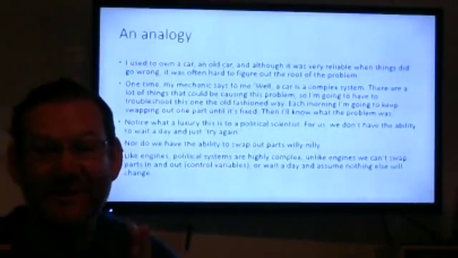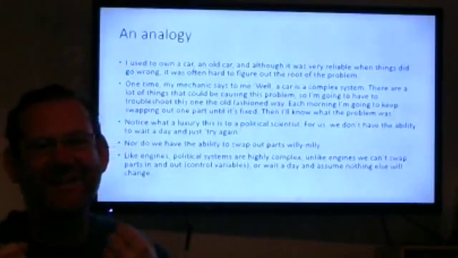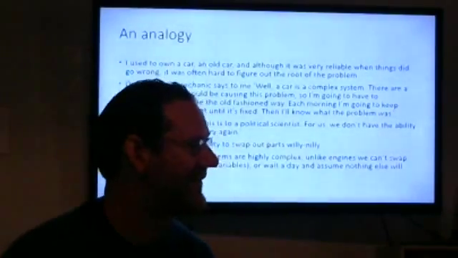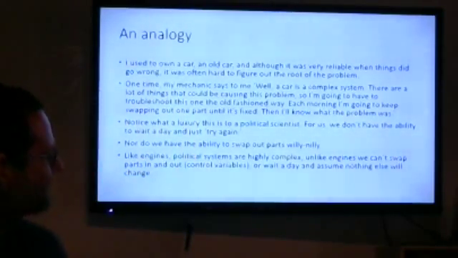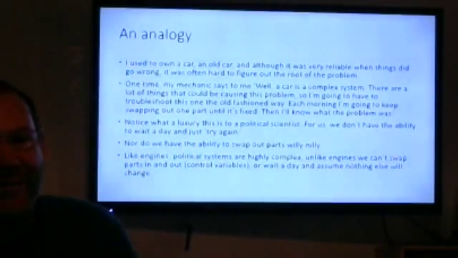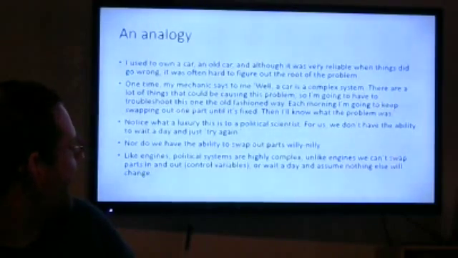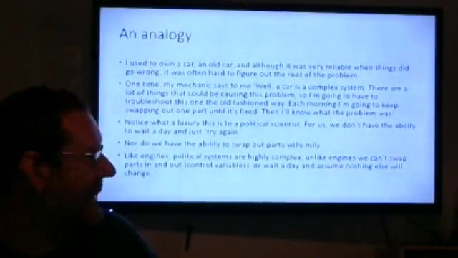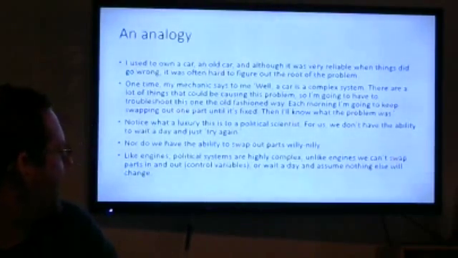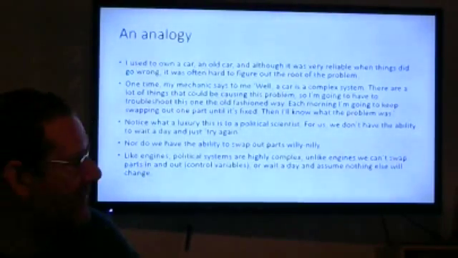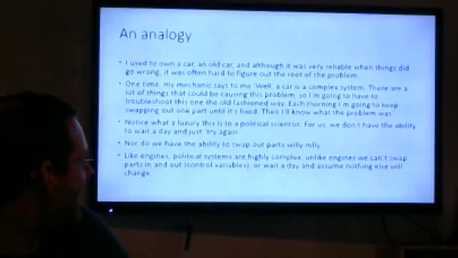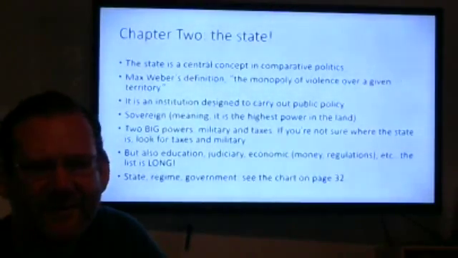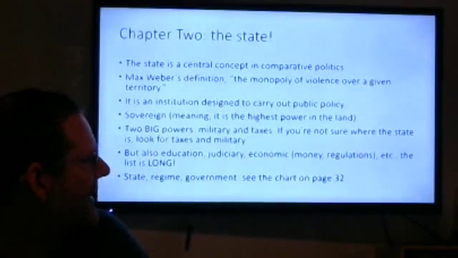But think about what a luxury that is. Boy, political scientists wish we could rerun elections. That would be such a fantasy dream for us, okay? So we don't have that luxury. Like engines, political systems are highly complex. There's no doubt about that. Unlike engines, we can't swap parts in and out, control our variables, or wait a day and assume nothing else will change. Boy, we wish we could do that, okay? So there are some real limits to science.